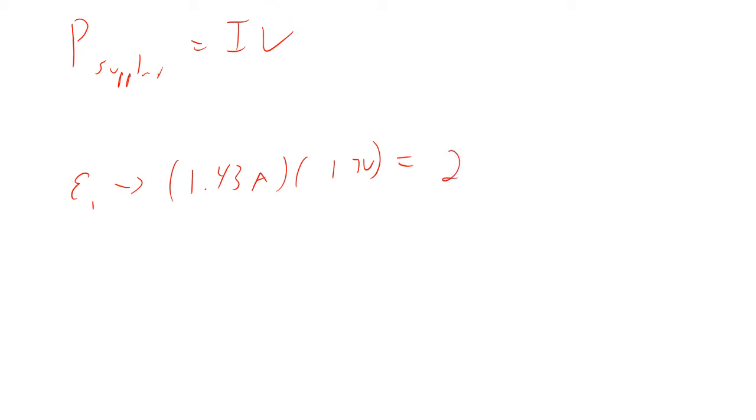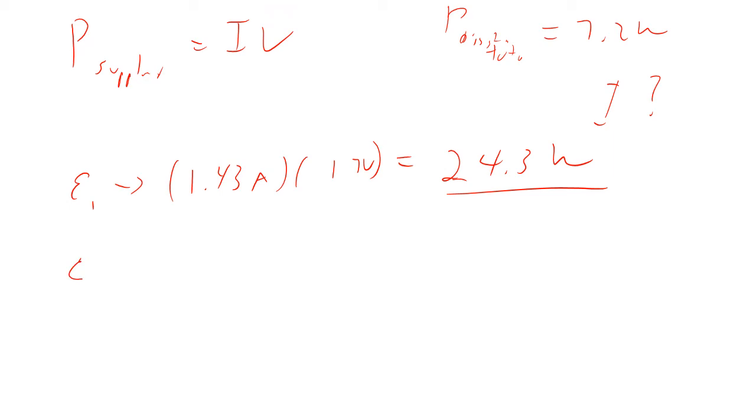Now, what about power supplied? So power supplied is I times V. So for E1, for the EMF1, the power supplied is going to be equal to 1.43 amps times 17 volts, okay? And that comes out to be 24.3 watts. Okay, now we already found out the power dissipated. The total power dissipated was 7.2 watts. So what gives? Well, let's look at E2.